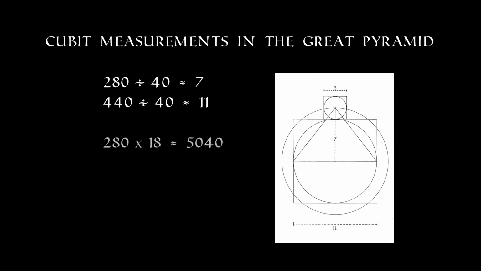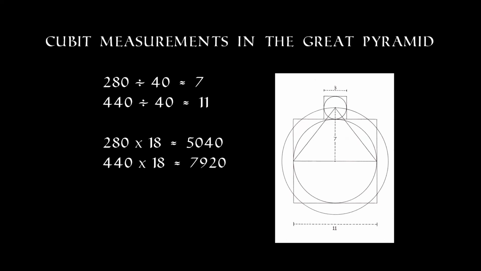Now let's take a look at those cubit numbers again of the Great Pyramid. So 280 cubits in the height. If you were to multiply that number by 18, you get 5,040. Now 5,040 is the number of miles which is in that height of 7 within this diagram. So if we think of this as being Earth, then the diameter of the Earth plus the diameter of the moon is equal to 5,040 miles.